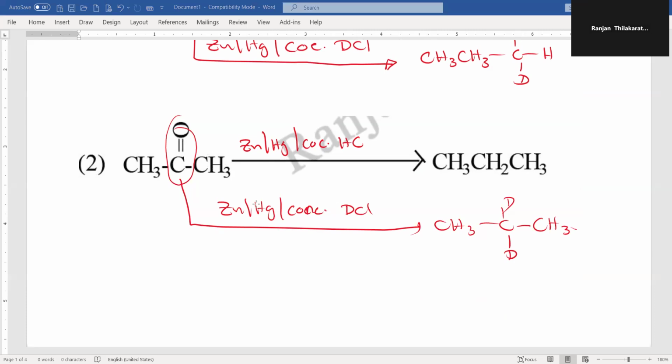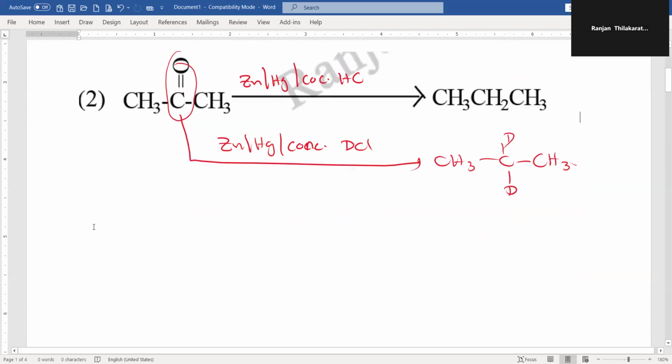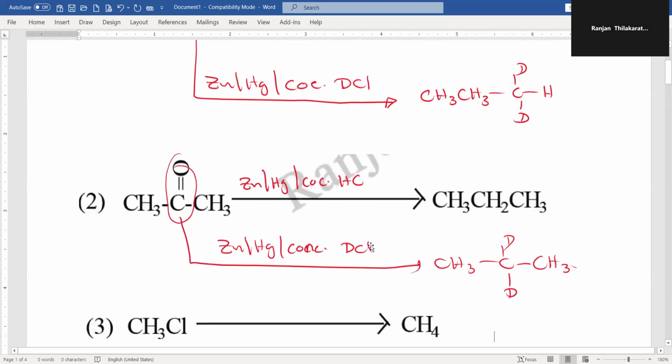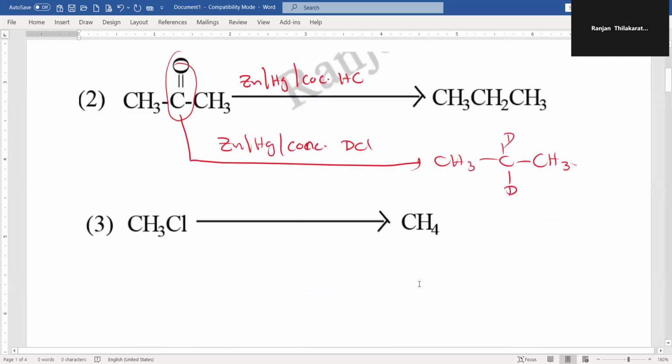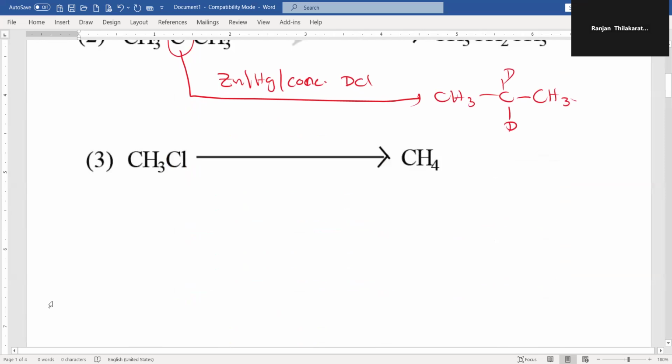you can convert alkyl halide into corresponding alkane. In the aldehyde ketone case, the number of carbon cannot be changed. The number of carbon will remain same as the number of carbon present in the aldehyde ketone. Even in this case. In this case, how you can convert that?